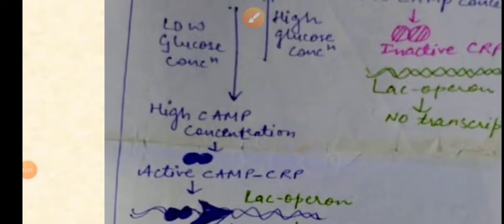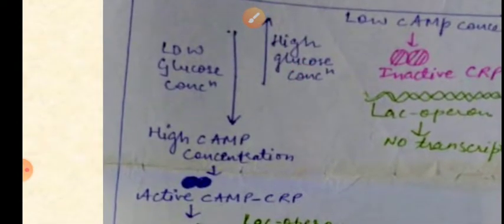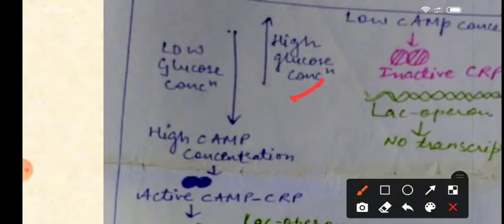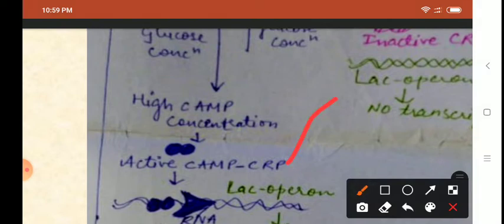Now look at this simple diagram. When glucose concentration is high, what will happen? Low cyclic AMP concentration. And when cyclic AMP concentration is low, the CRP is inactive. If the CRP is inactive, it cannot bind the lac operon, and hence no transcription will take place. So is that clear? No transcription when glucose concentration is high.